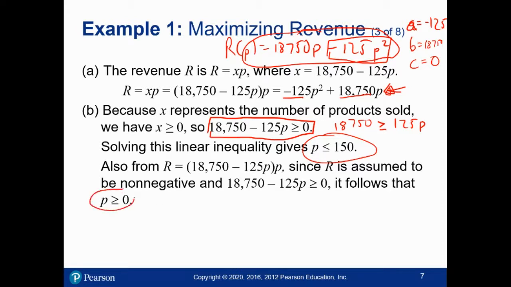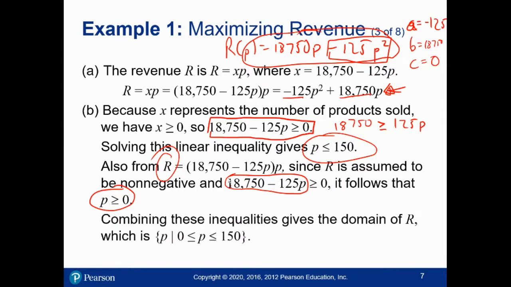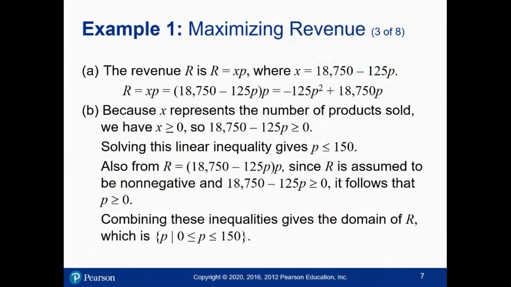need p to be positive. First of all, I don't want to charge a negative price for something. That doesn't make any sense. So you could see it that way. You could also say you need revenue to be non-negative. And for revenue to be non-negative, you need this quantity here to be non-negative. And then you'll get p needs to be bigger than or equal to 0. Okay. So altogether, the price can go between 0 and $150. It doesn't necessarily make sense to charge $0 for the item, but it's at least an allowable input.